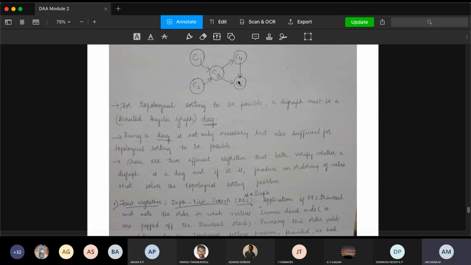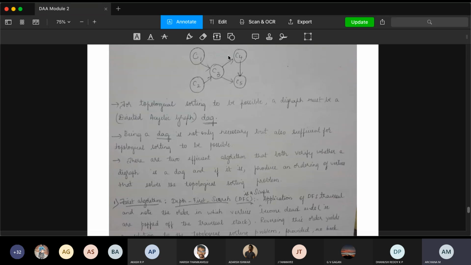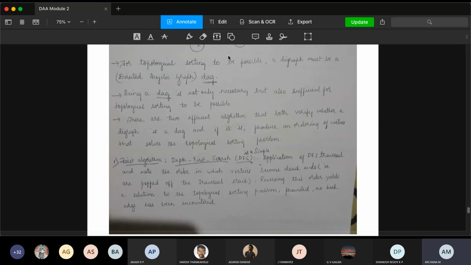C1, C3, C4, C5. Again, there is no connection from C5 to C3, right? If there is a connection back from C3 to C5, there will be a cycle. If cycles are there, you cannot find out the ordering, because look here, C3, C4, I'll write and I'll show why we cannot use it for cyclic graphs. Okay, now look here.